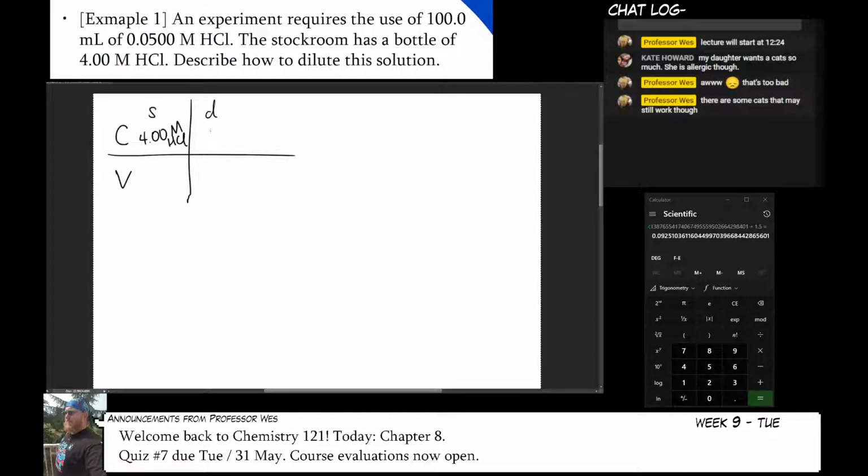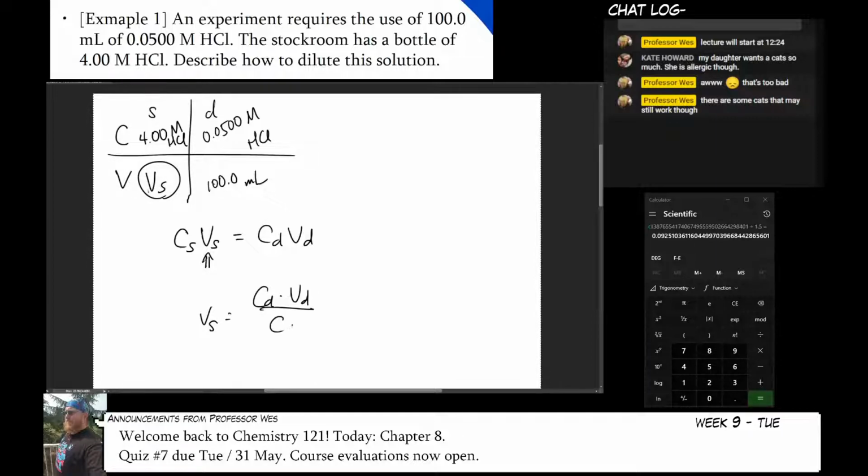Now, the diluted concentration must be the other molarity. So that would be 0.0500 HCl. How much of this do I want? I want 100 milliliters. All right. This is the variable that's left over, so I'm going to solve for that. So when I write my dilution formula, we're going to solve for this one. And then we just fill in the numbers.